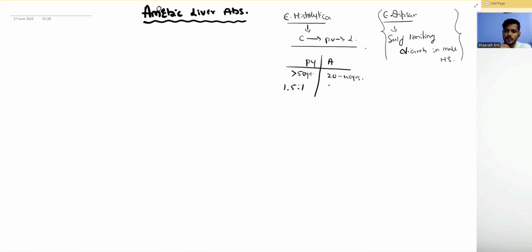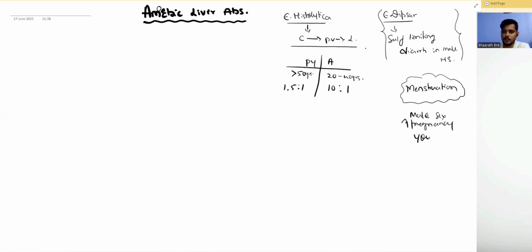But amoebic liver abscess is very, very common in males compared to females. It is almost 10 to 1, right? Menstruation in females is supposed to be protective against this amoebic liver abscess somehow. So that is why the risk of amoebic liver abscess is increased in pregnancy. So the male sex, pregnancy, and young individuals of the age of 20 to 40 years.